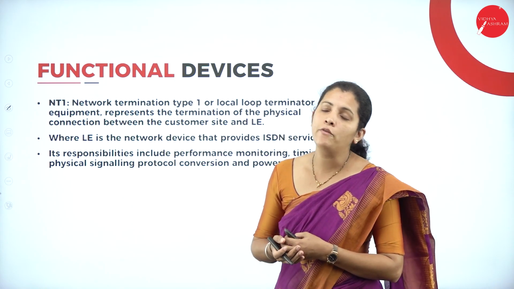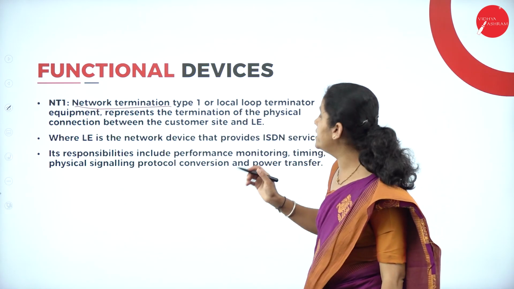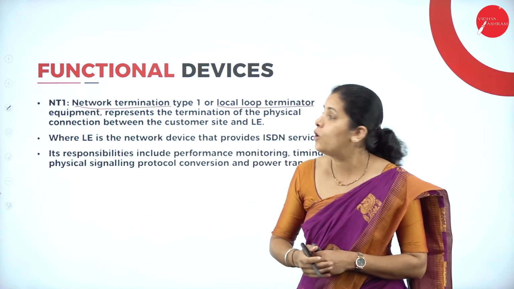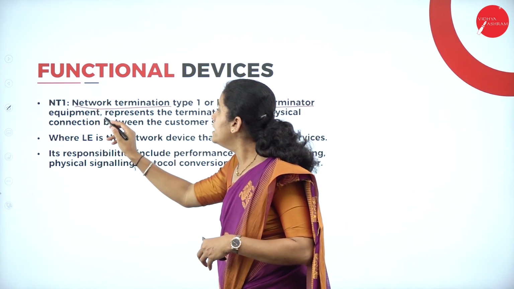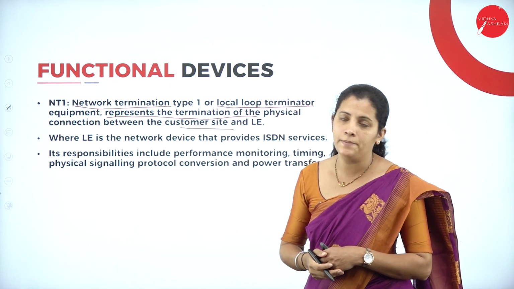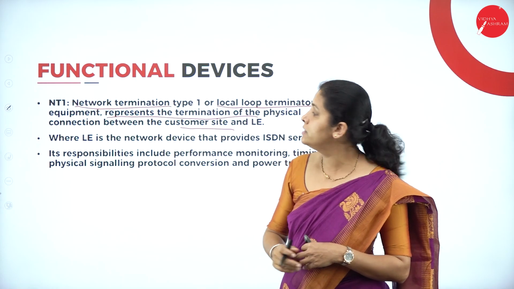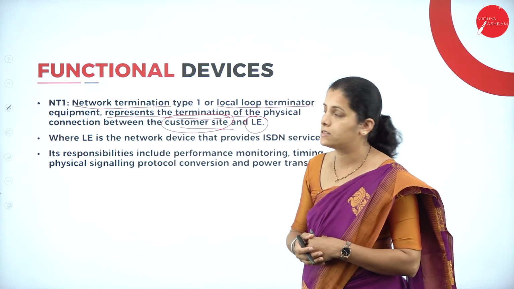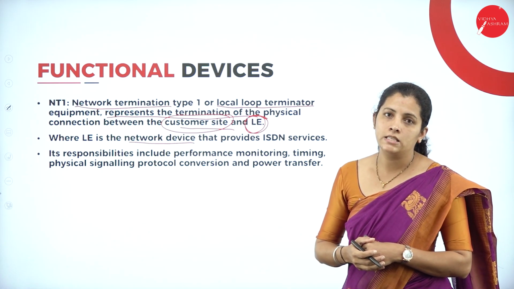Moving further, we are going to have NT1. NT1 is also called network termination type 1, or local loop terminator, and it represents the termination of the physical connection between the customer site and LE. I repeat, it's mainly used to represent the termination of the physical connection between the customer site and LE. Here the LE is nothing but the network device that provides ISDN service.